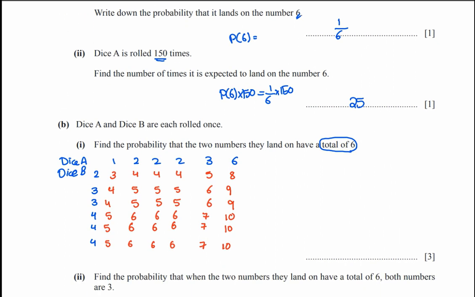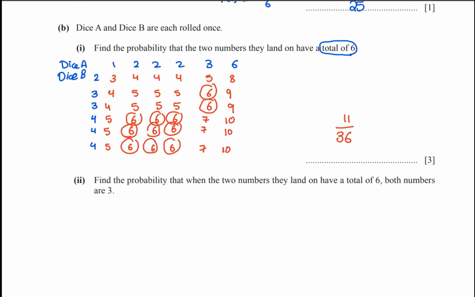Okay, now I want to find the total of 6. So how many times does 6 appear? I have 1, 2, 3, 4, 5, 6, 7, 8, 9, 10, 11. So 11 out of 36. How did I get 36? Because 6 faces multiplied by 6 faces equals 36, and it is in the simplest form.